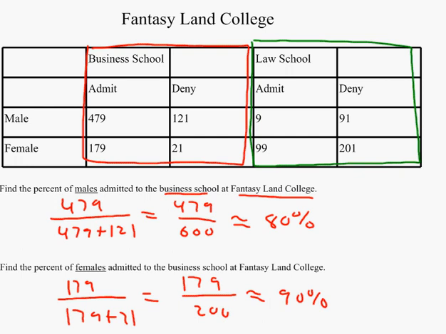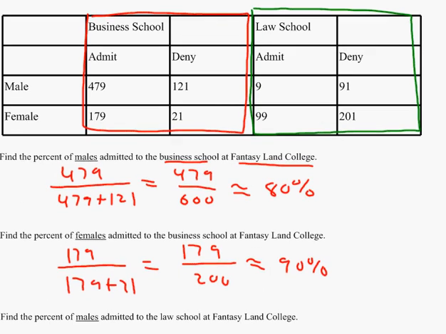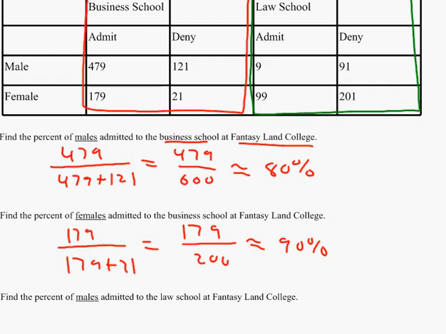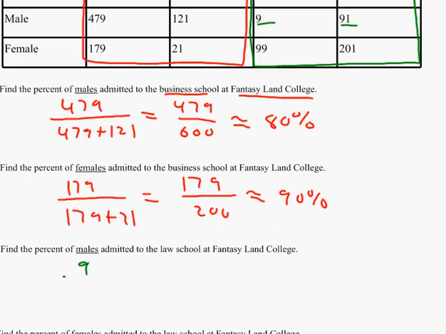All right, let's consider the law school. We're going to look at males who were admitted. This doesn't look good, actually. We've got 9 males admitted out of 9 plus 91 who applied. So we have 9 over 9 plus 91, which is 9 over 100, or exactly 9%. All right, so let's look at females.